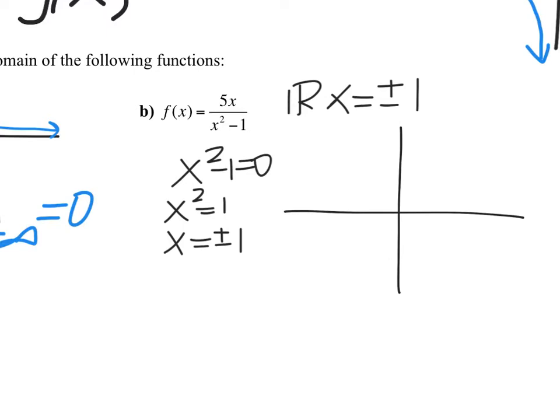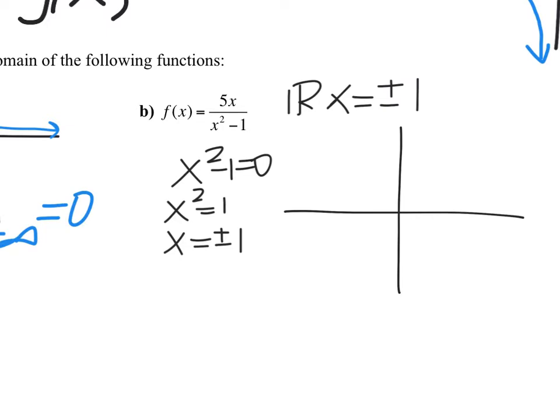Don't forget parentheses. So 5x divided by x squared minus 1. We're going to end up graphing all of these types of things by hand too. So here it is. This one's kind of interesting. There it is. All right, what happens is there's kind of three parts to this graph.